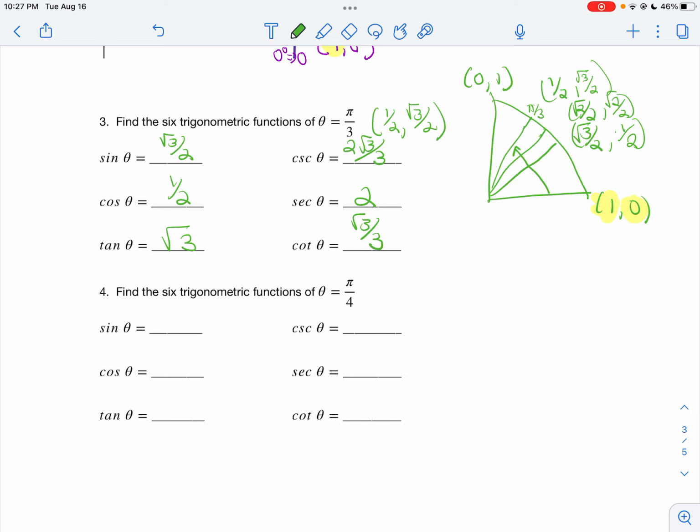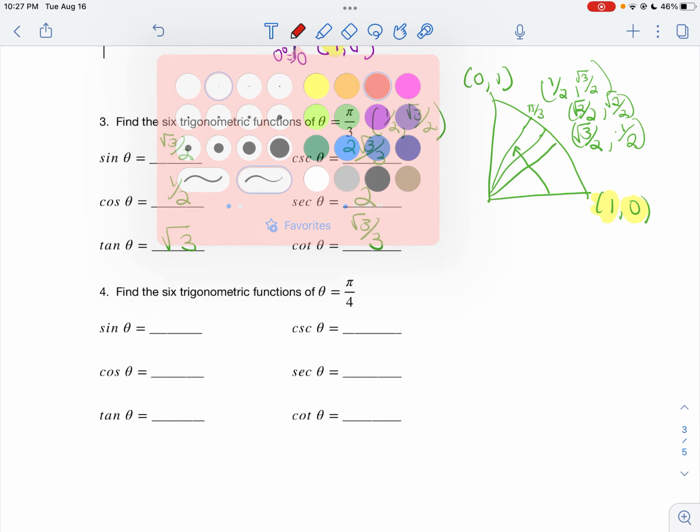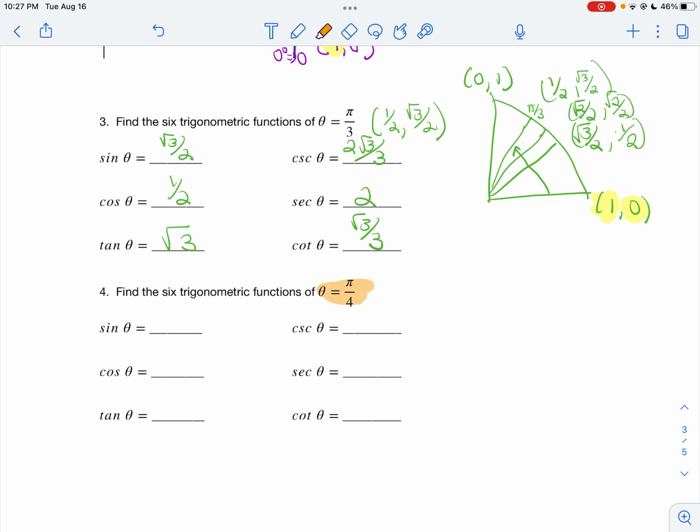Now let's find my 6 trigonometric functions of pi over 4. Pi over 4 would be 45 degrees, so it's going to be this point here on my first quadrant. So I'm using square root of 2 over 2 and square root of 2 over 2. So sine of theta is your y value, which is square root of 2 over 2. Cosine of theta is your x value, which happens to also be square root of 2 over 2. Tangent is y over x, and so anything over itself is 1.